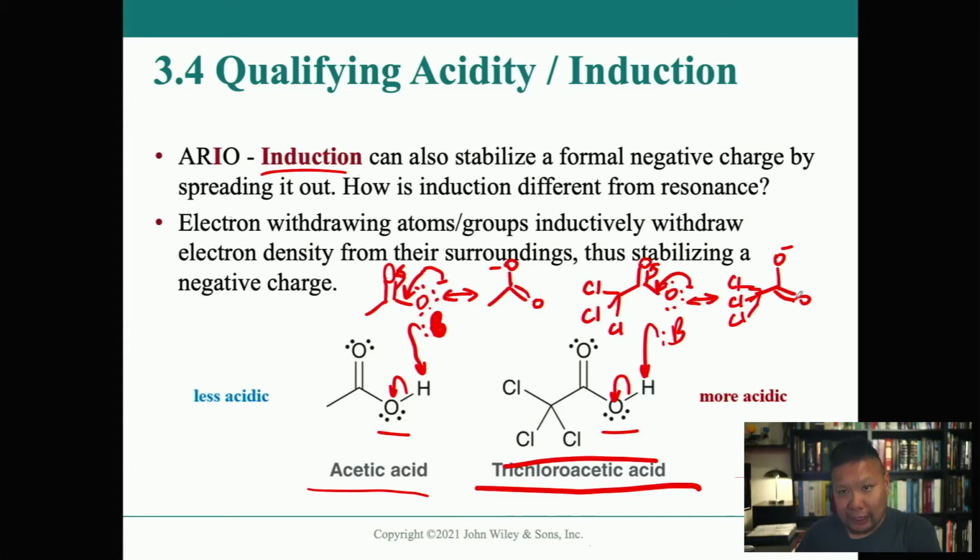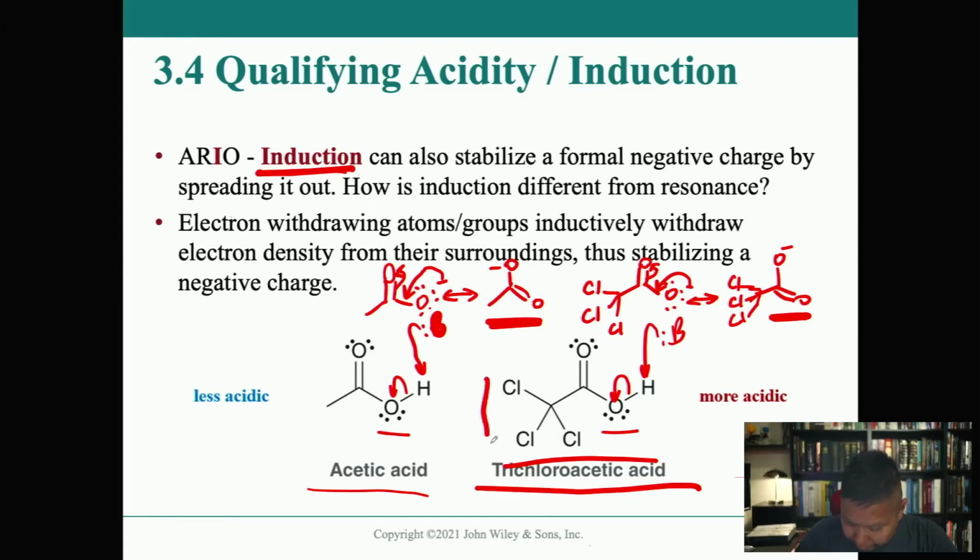Those electrons are not going back and forth on the chlorine. So the resonance structure that is achieved from the carboxylate side of the molecule is the exact same. So the R in REO doesn't apply. So what's left? Now we have the I in REO, which is induction.